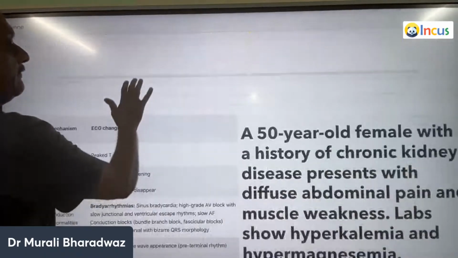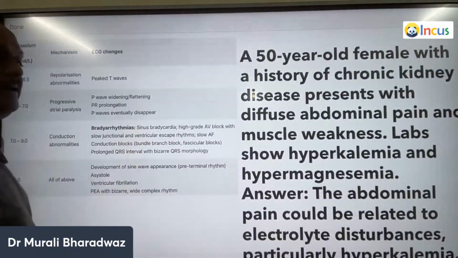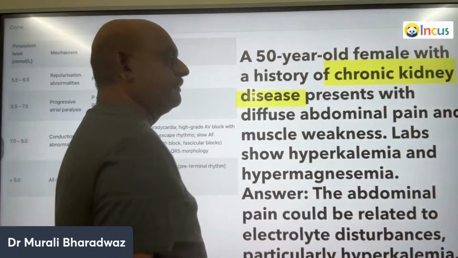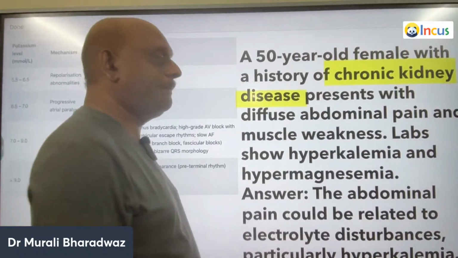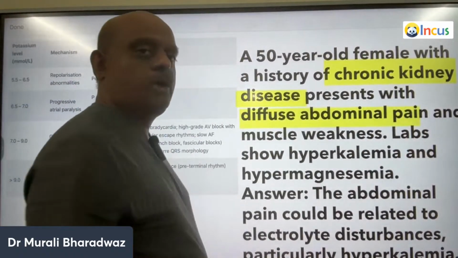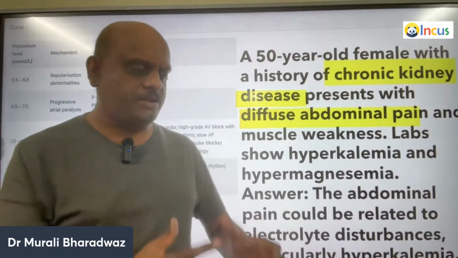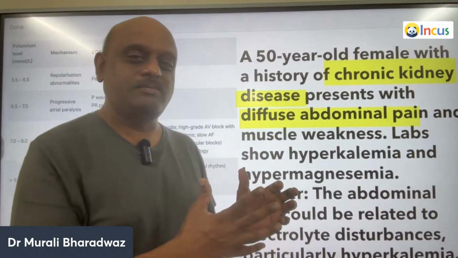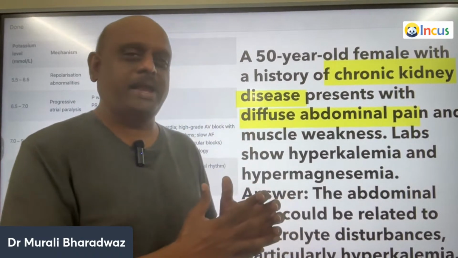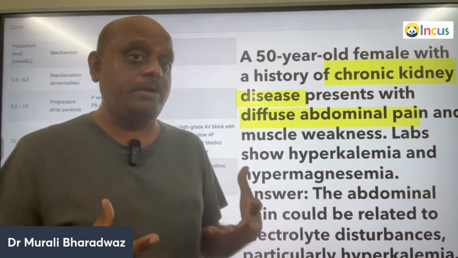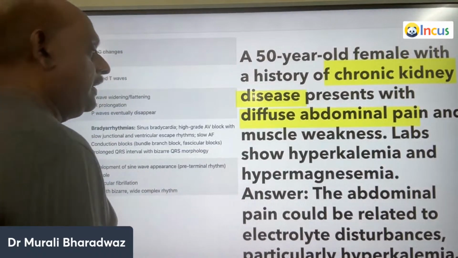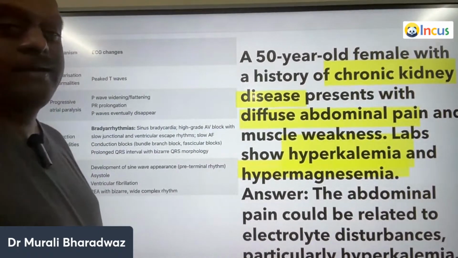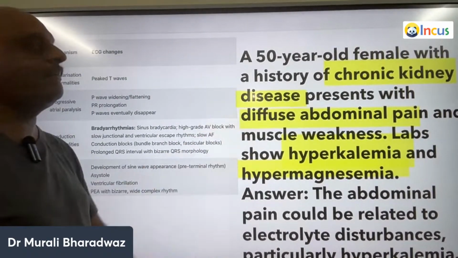Now, doctor, a 50-year-old female with a history of chronic kidney disease presents to you with diffuse abdominal pain. Always imagine the clinical cases as if you are in the middle of the emergency ward, or in the middle of an intensive care unit, managing the case. That is how you need to imagine it. Now, there is hyperkalemia and hypermagnesemia. So what could be the cause of the abdominal pain?